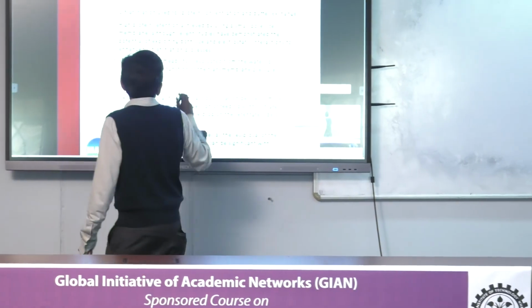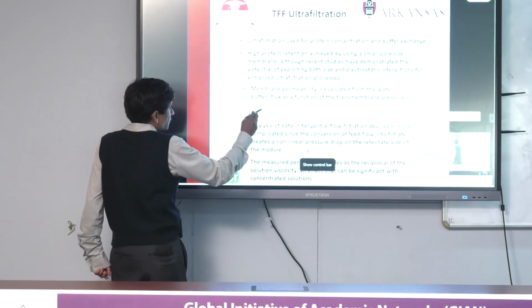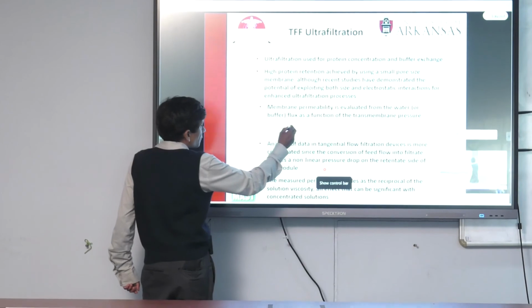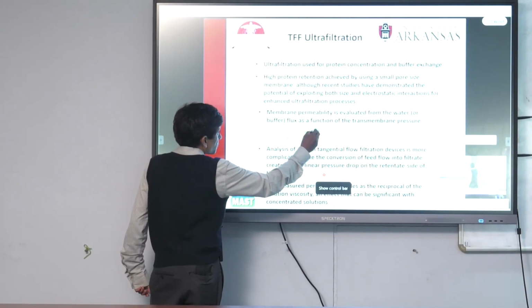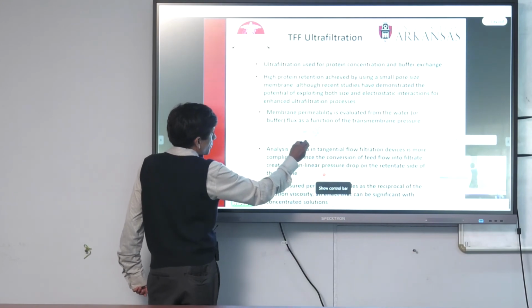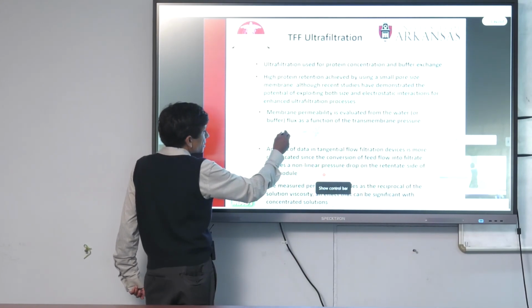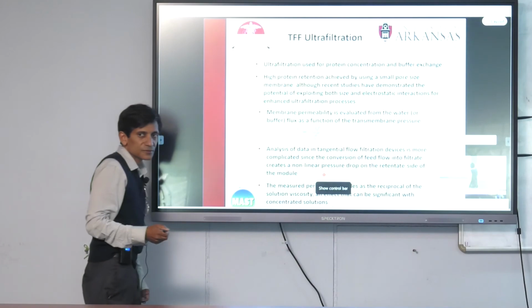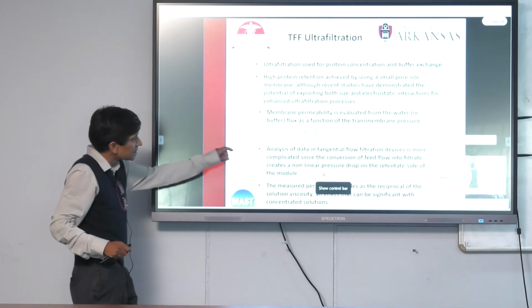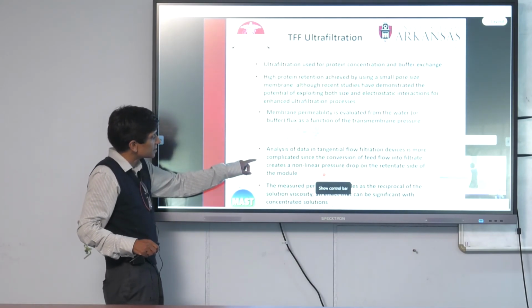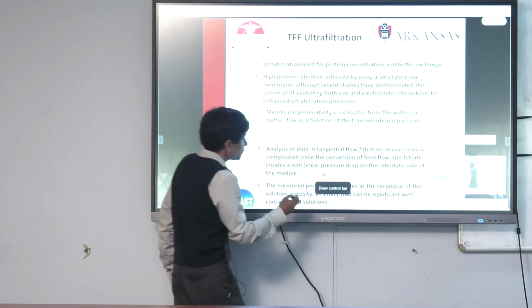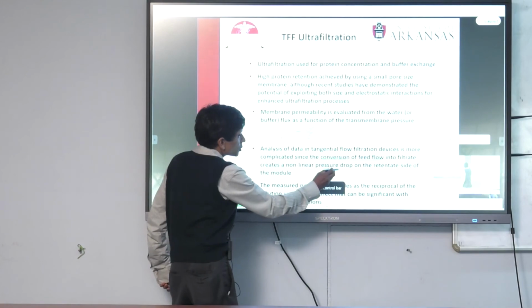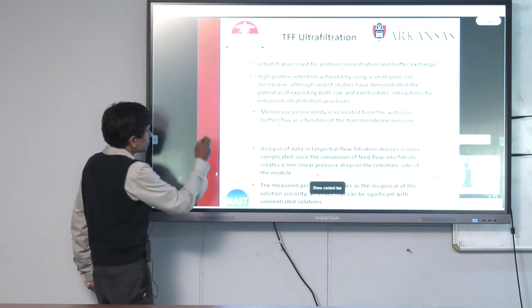Okay, so membrane permeability is derived from water or buffer flux as follows. So the flux we are saying is equal to the pressure driving force divided by a resistance, and all this is saying is the permeability is then the flux divided by the pressure driving force, okay? Analysis of data in tangential flow filtration devices is more complicated since the conversion of the feed flow into filtrate flow creates a nonlinear pressure drop on the retentate side. What do we mean by that?